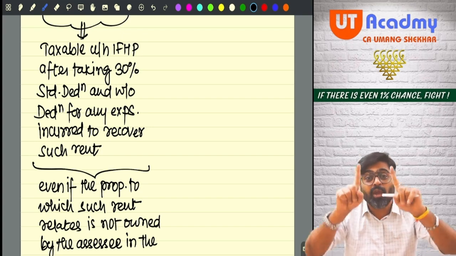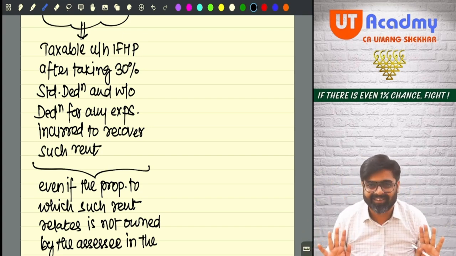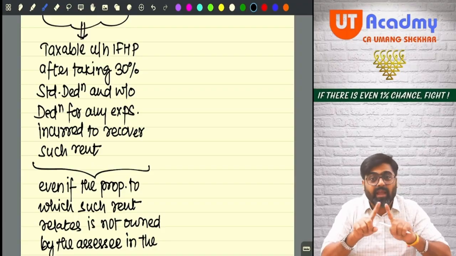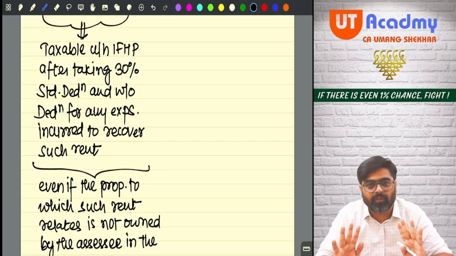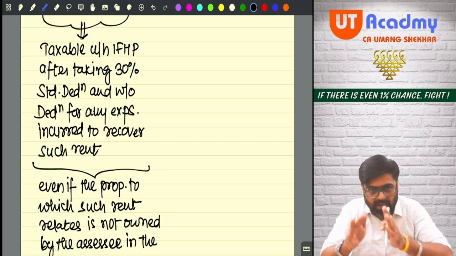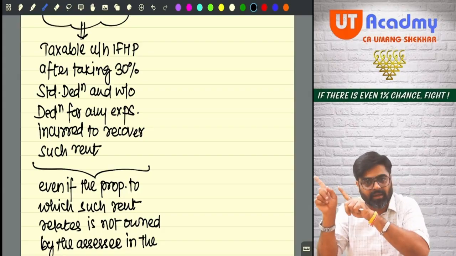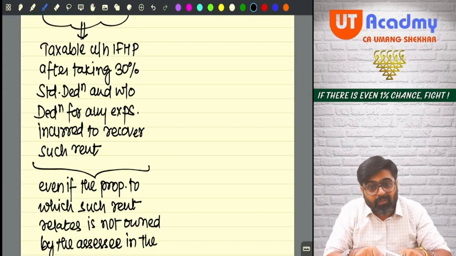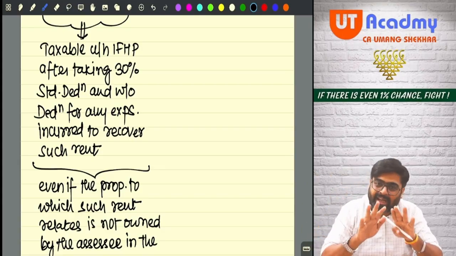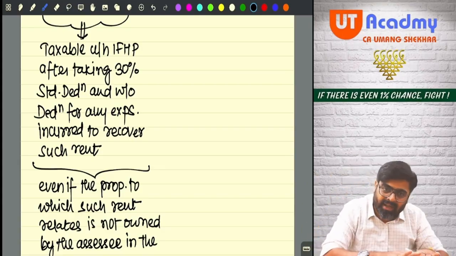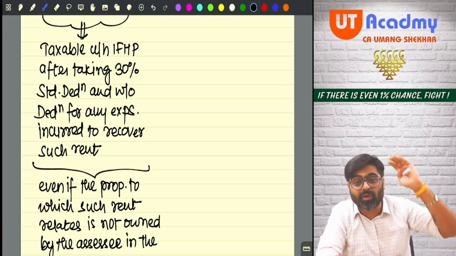Even if you are not the owner of that property to which this rent relates. In the year of recovery, even if you are not the owner of the property to which such rent relates, yes or no? Still this 24,000 recovery will be taxable under the head house property, because if this would have been received in that year, it would have been taxed under the head house property only. So now also in the year of recovery, it has to be taxable under the head house property, irrespective of whether you are the owner of that property or not.